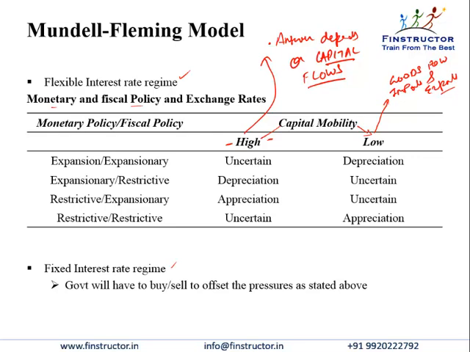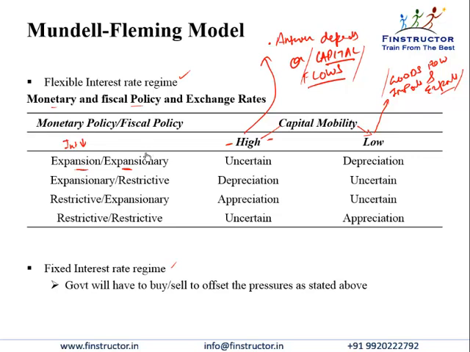Okay, so we understood. Exchange rates are flexible. High capital mobility means focus on capital flows. Low capital mobility is focus on goods flow, and we are trying to see the short-term currency movements based on different actions. Let's first see if monetary policy is expansionary as well as fiscal policy is expansionary. Monetary policy expansionary means interest rates are low. Government is cutting interest rates.